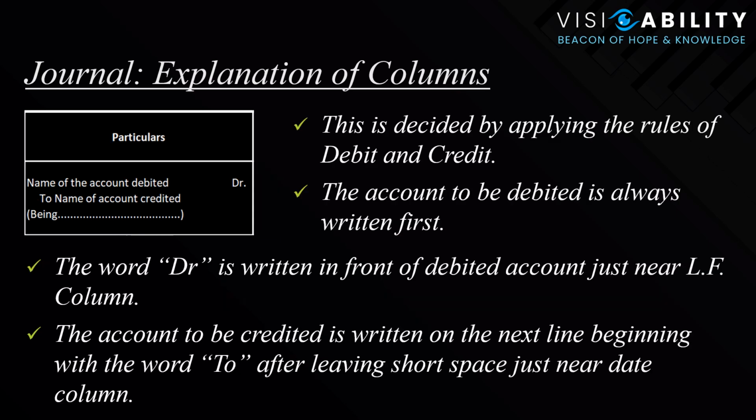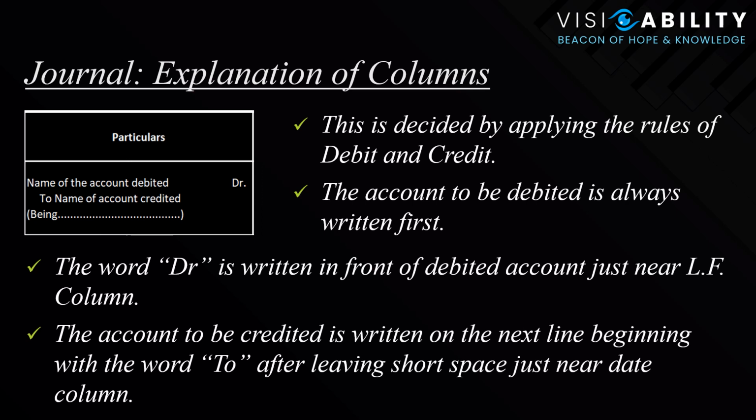Continuing with the particulars column, on the next line we have the account name which is going to be credited. According to our example, capital is going to be credited. So in the particulars column, on the second line, we write the word To, followed by the name of the account that's going to be credited. According to the example, capital is the account which is going to be credited, so we write capital followed by the abbreviation of account, that is A/c.